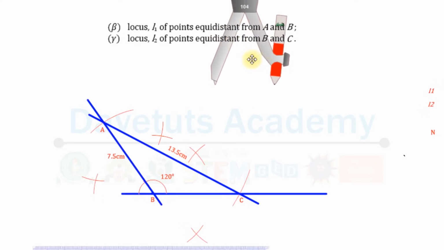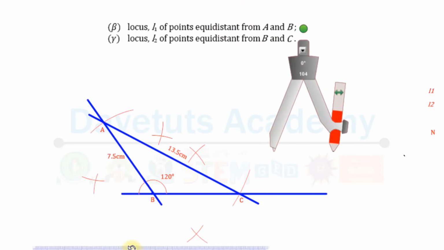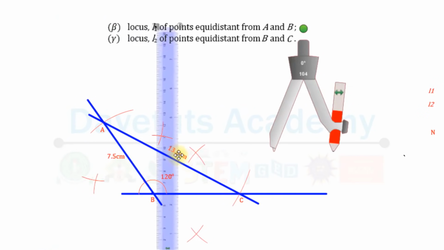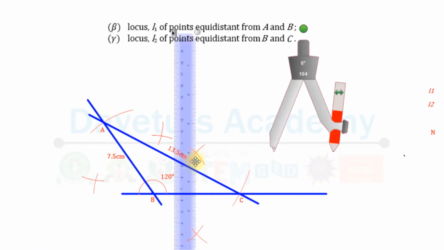Alright, so having done that, I just need to bring in my ruler to join these two lines. Okay, so this is going to be my line L1 and L2. So I just need to join them with a ruler. So this is line L2. I'm using green for that.